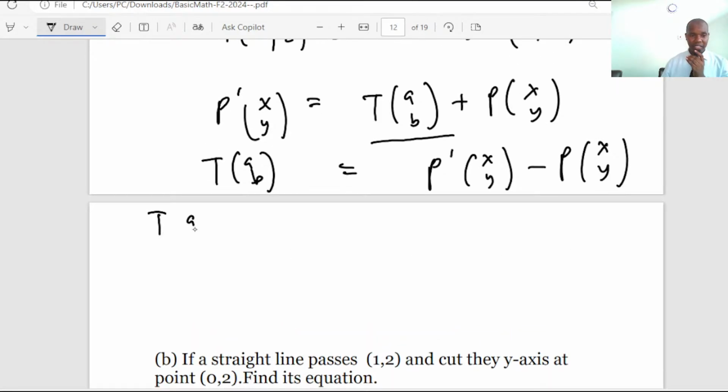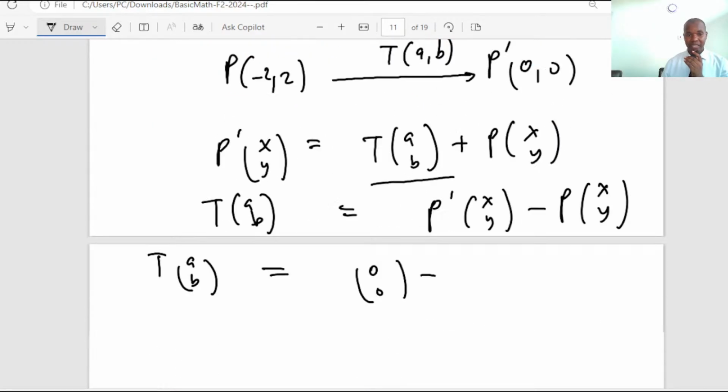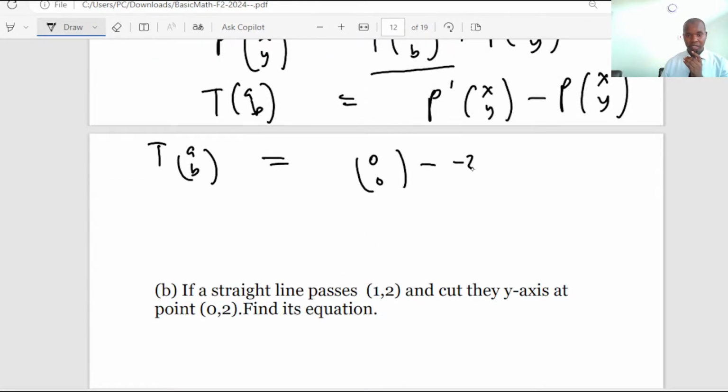translation factor A, B is going to be equal to 0, 0 minus negative 2, 2. And when you subtract, eventually you'll get 2, negative 2.